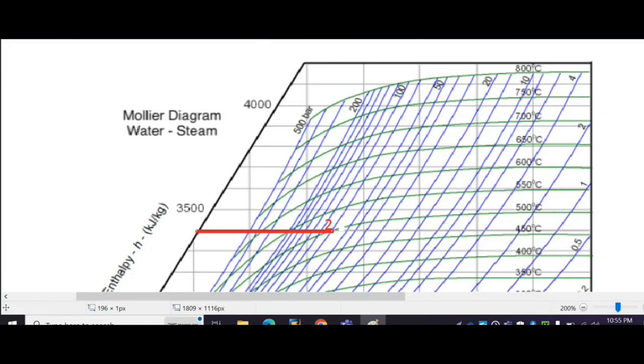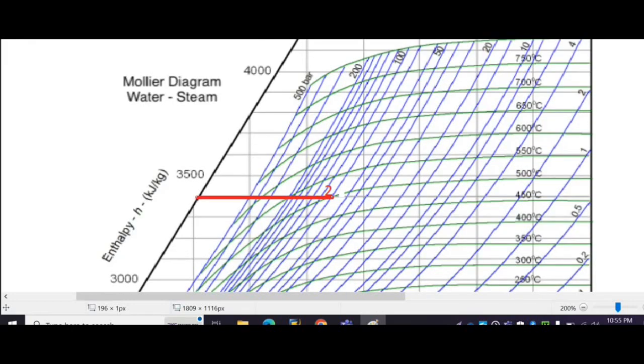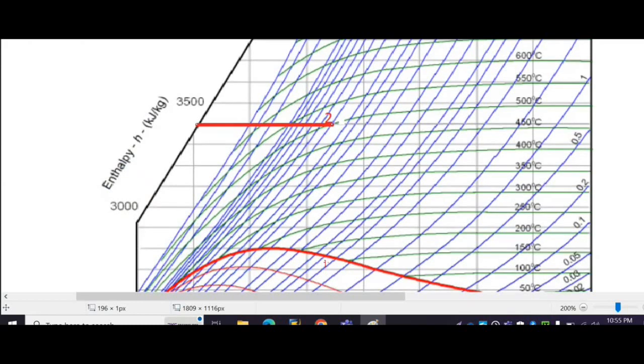Now isentropic expansion is taking place. That means we have to keep the entropy constant, and we have to extend this line up to 7 bar. So we will extend this line up to the middle point, so here is this point. Now what is the value of enthalpy at this point? Again we will draw one horizontal line and find the enthalpy.